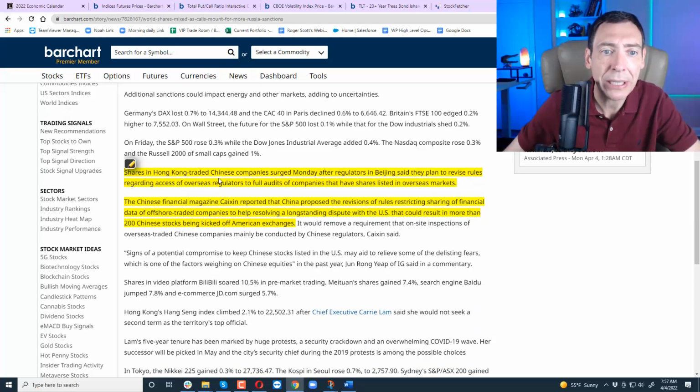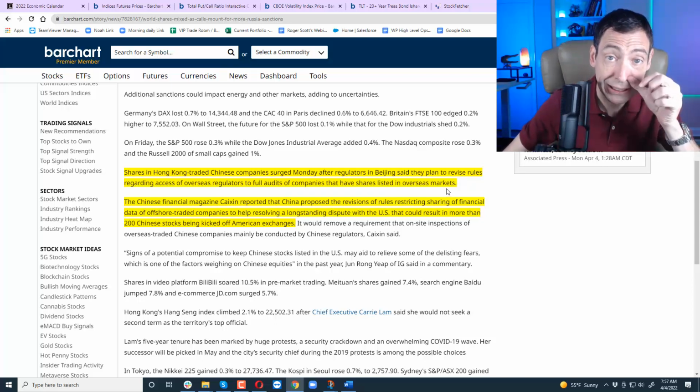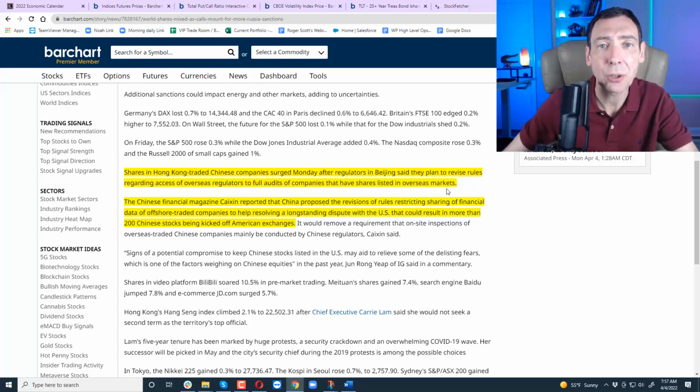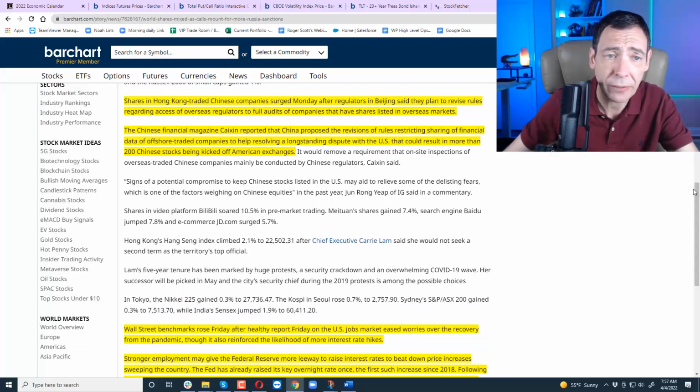Shares in Hong Kong traded Chinese companies surged Monday after regulators in Beijing said they plan to revise rules regarding access of overseas regulators to full audits of companies that have shares listed in overseas markets. Finally, I think it's only fair if Chinese companies are going to have companies listed on U.S. exchanges, they have to apply by U.S. audits, just like U.S. companies do. If it's only fair for us, it's only fair for them.